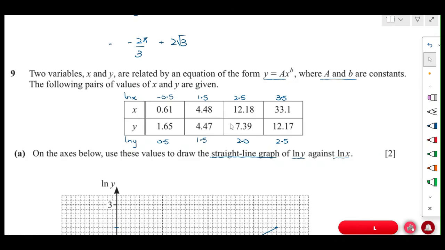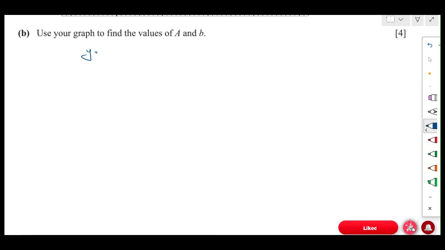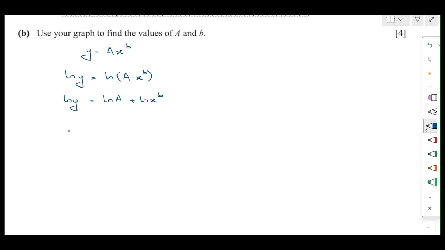Okay, so the equation was y equals a x to the power b. If we apply natural log on both sides, natural log of y equals natural log of a times x to the power b. Now for a product, we have to do the addition. Natural log of a times b is natural log of a plus natural log of b. So natural log of a plus natural log of x to the power b. The power comes before the log. Natural log of y equals natural log of a plus b natural log of x.